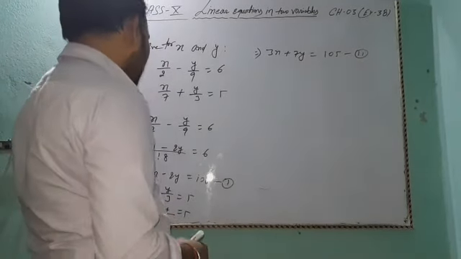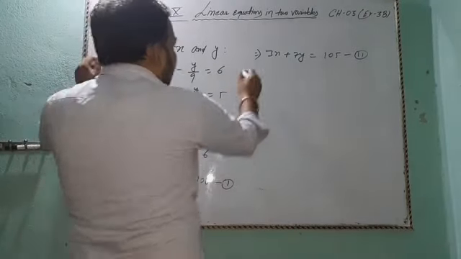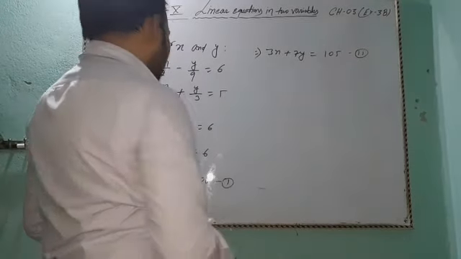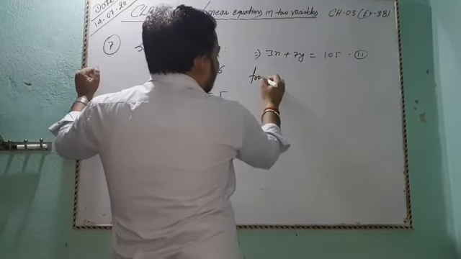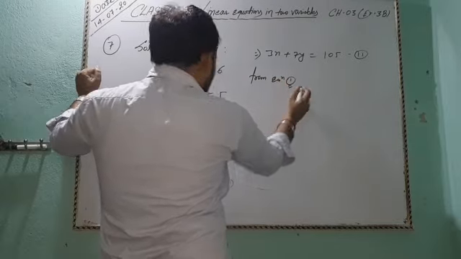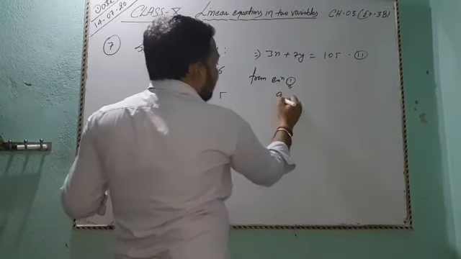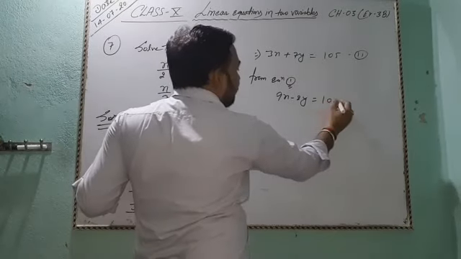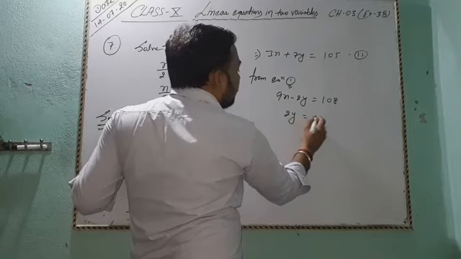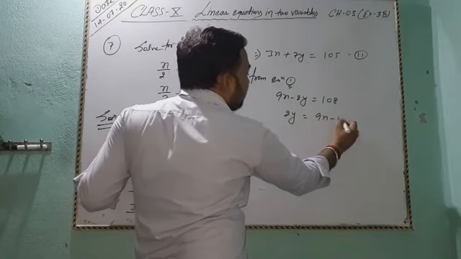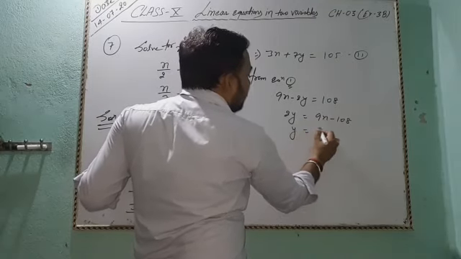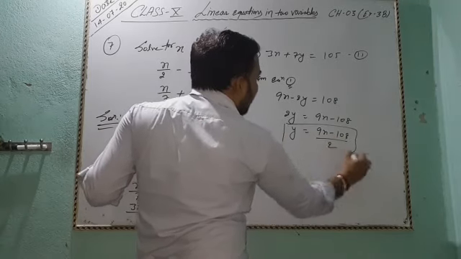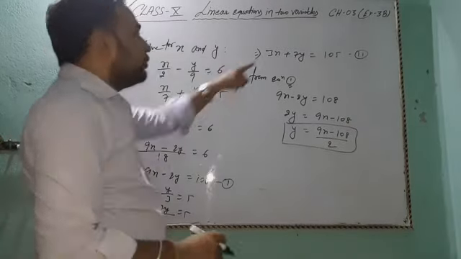So now friends, solve this system of linear equations by the substitution method. So from equation first, 9x minus 2y equal to 108. So 2y equal to 9x minus 108 and y equal to (9x minus 108) by 2. This is the value of y, and put the value of y in equation 2.